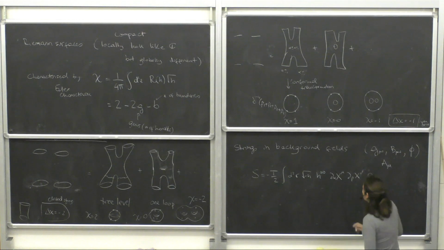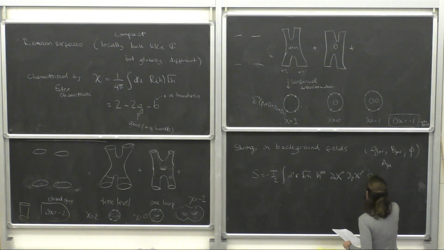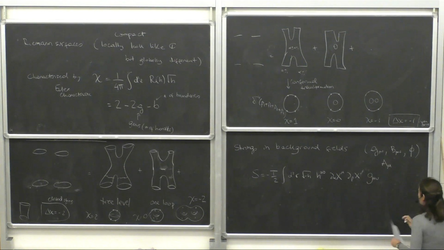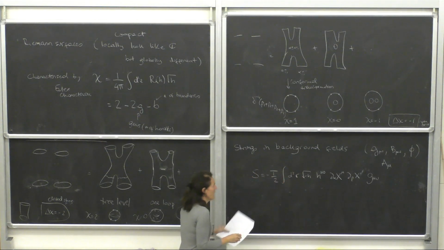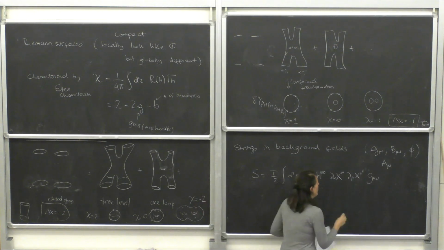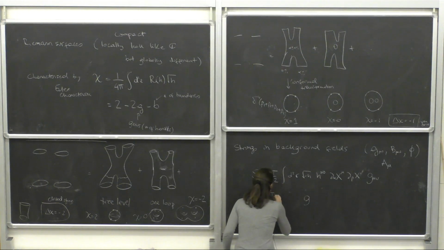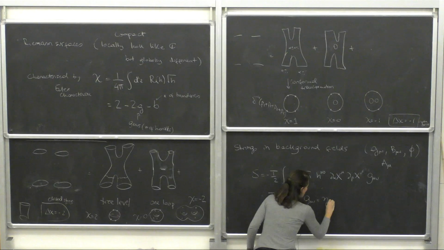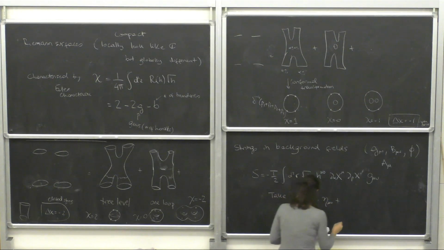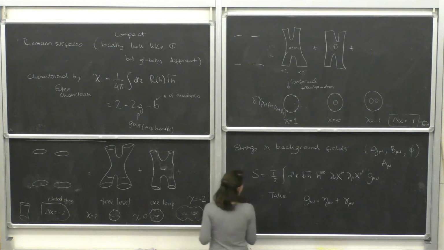And now I'm going to do two different things, expanding this metric in two different ways. Right now, let me think of an expansion around flat space. So let's take chi mu nu to be eta mu nu plus some gamma mu nu. So I'm doing an expansion around flat space.